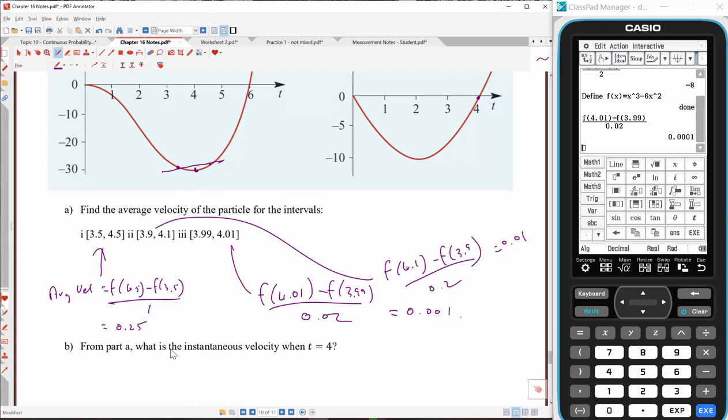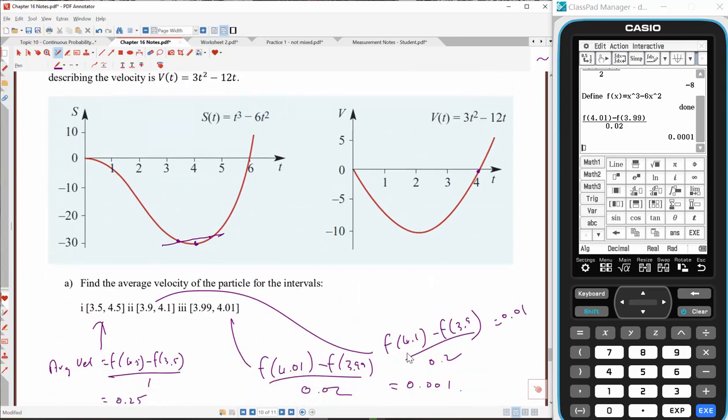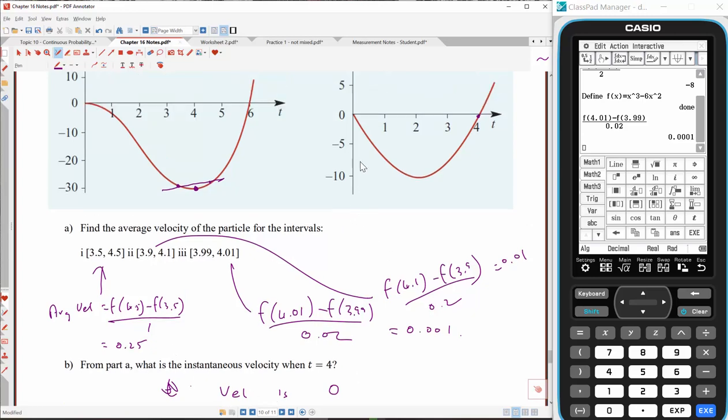So from part A, what's the instantaneous velocity when t is equal to 4? We can do this two ways. We can presume that as I get closer and closer to this stationary point, I'm going to guess that the answer is, so what's the instantaneous velocity? Velocity is 0 units per second, whatever the unit is.